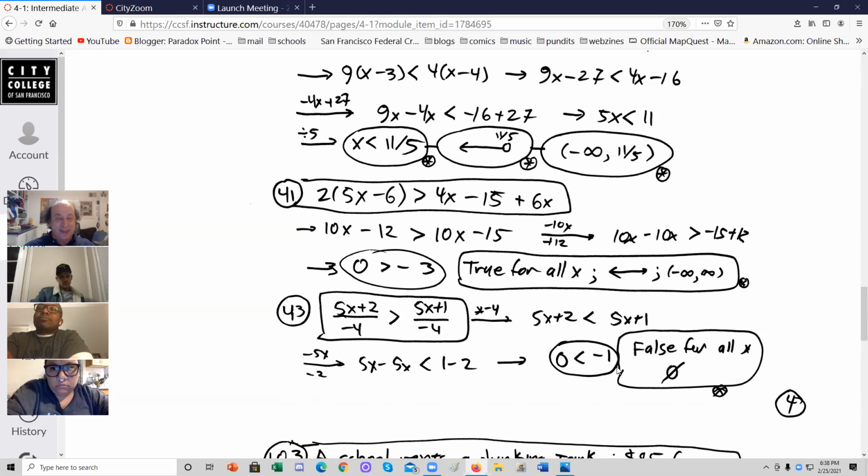Okay, is 0 less than negative 1? It's false. It is, yeah, correct. So it's false for all x. So therefore, this is known as an empty set. This is true for no x's.